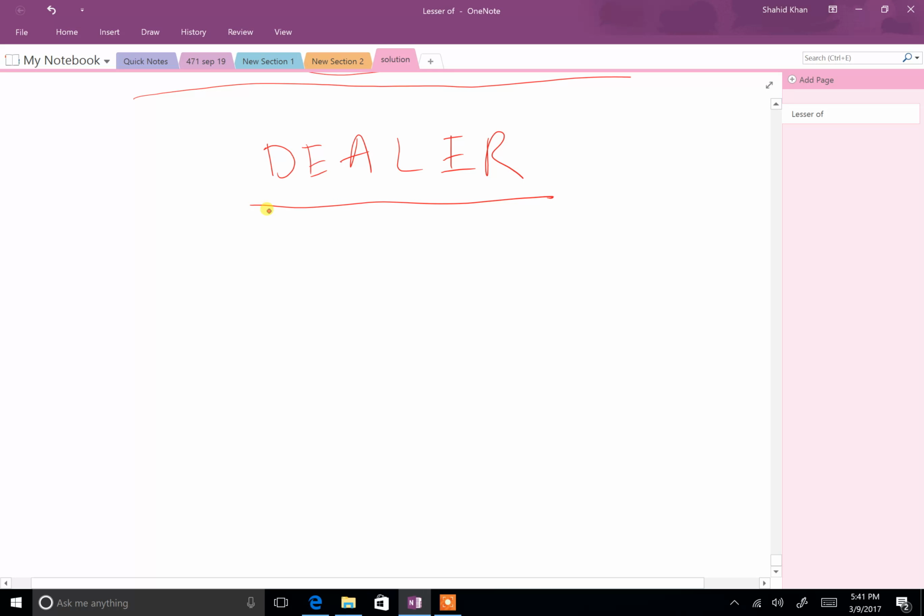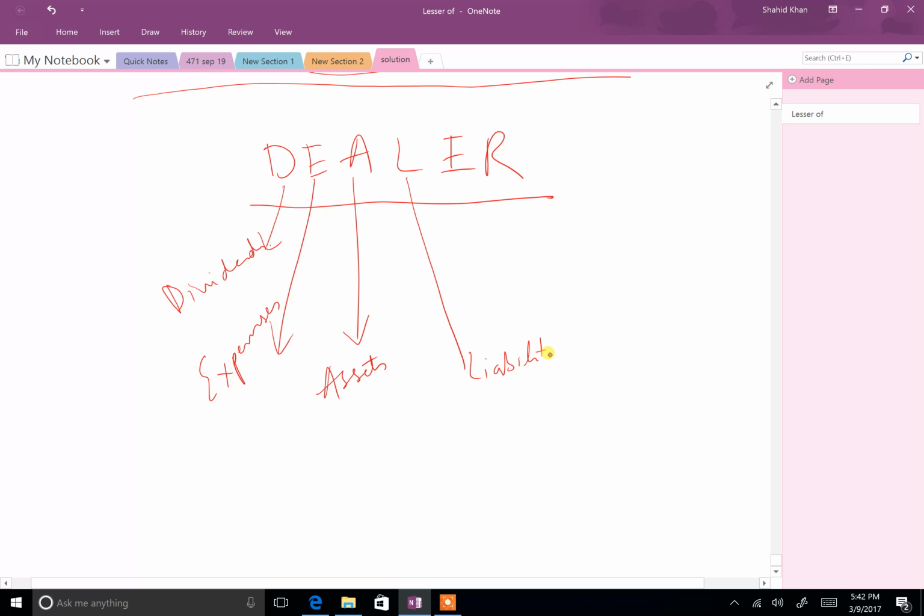So D stands for dividends. I'm going to write that first, dividends. E for expenses. A for assets. L for liabilities. E for equity. And R for revenues.